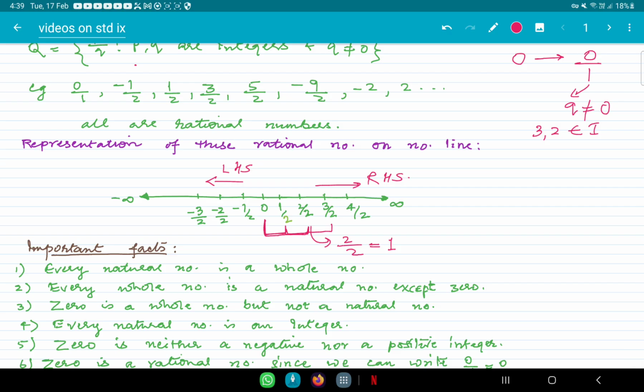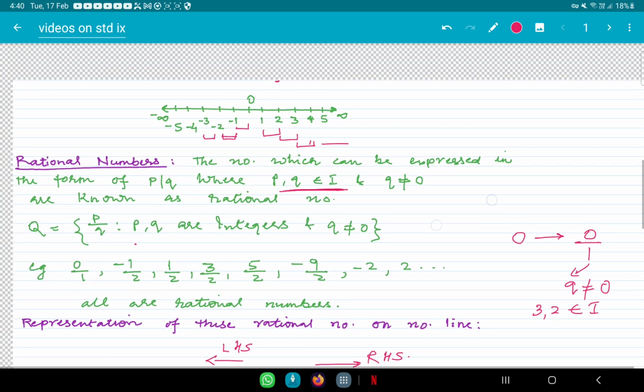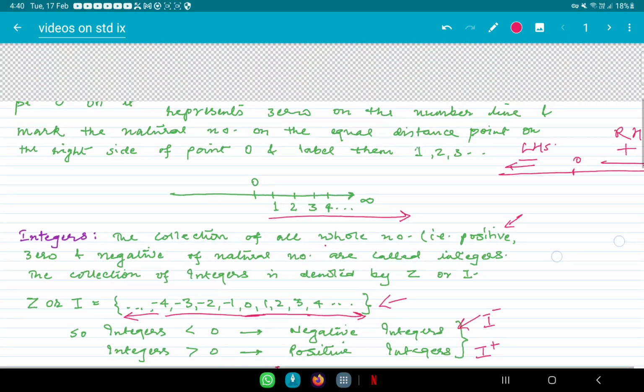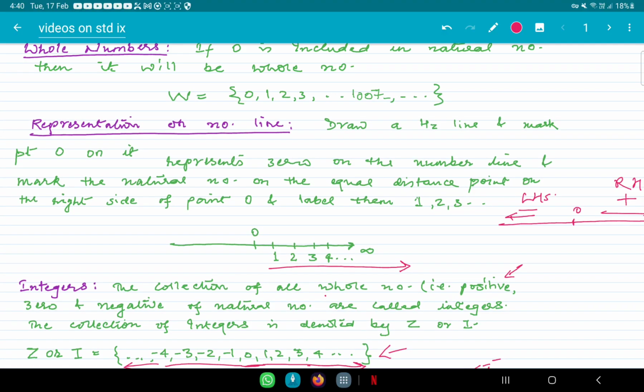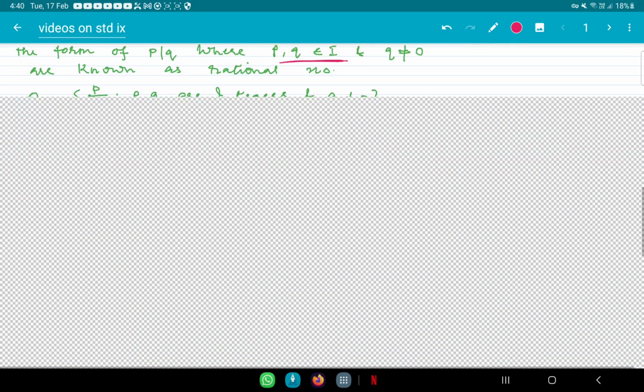So through this we saw different types of numbers. They are natural numbers, whole numbers, integers and rational numbers, and how we can represent them on the number line, this we have seen.